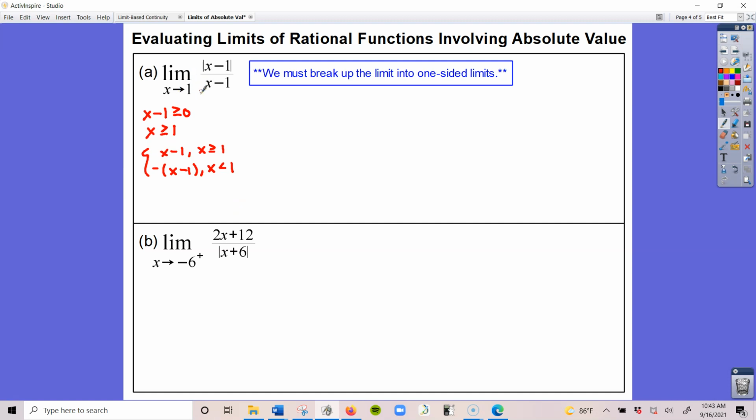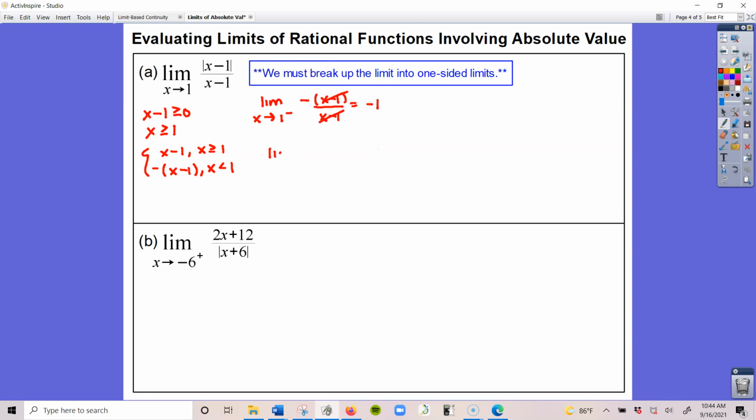So this is a general limit, so we want to make sure that the left side equals the right side. So we have to break this limit up into its two parts. We're first going to start with the limit as x approaches 1 from the left, which would be the bottom piece here, because that's where x is less than 1, so that's the left side of 1. So negative x minus 1 over x minus 1. The x minus 1's would cancel, and I'm left with negative 1.